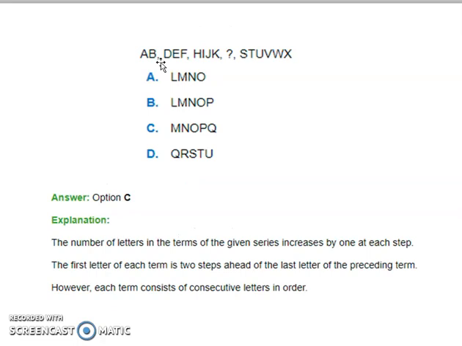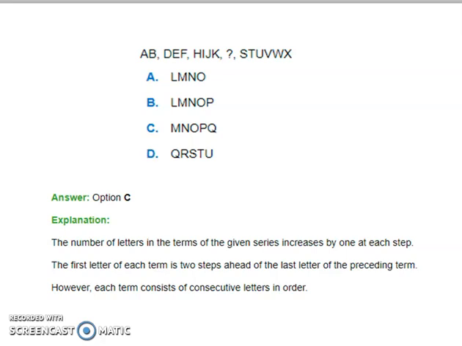Next is A, B, D, E, F, H, I, J, K, question mark, S, T, U, V. What you should realize in the first place is that only one letter is increasing: 2, 3, 4. So here there should be 5 letters: 1, 2, 3, 4, 5. So option A is already not there. A, B, C is not there; D, E, F, G is not there; H, I, J, K, L should not be there; M, N, O, P, Q should be there. Therefore, the answer is option C. It was really easy to solve.